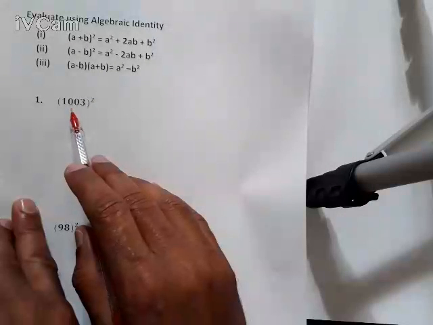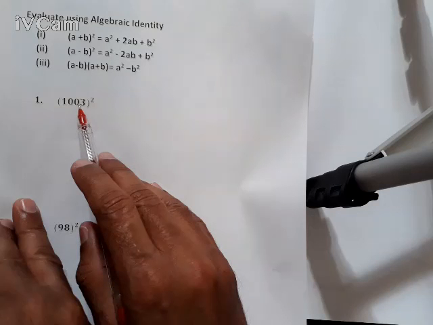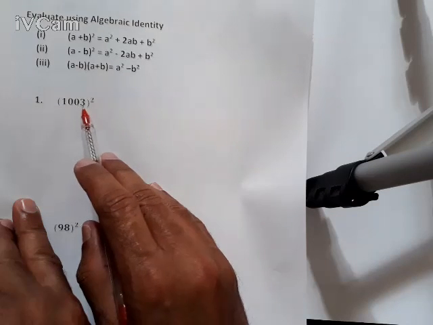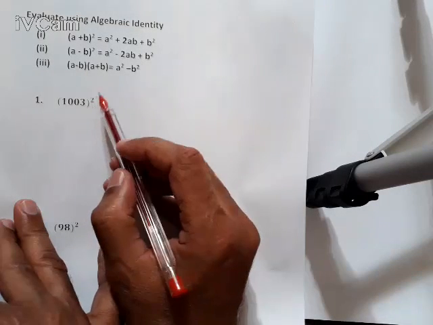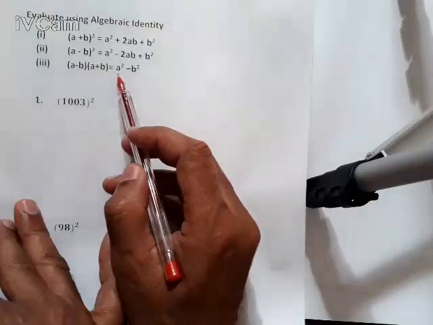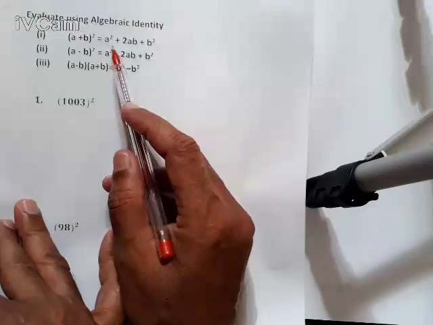Now in this question, first of all we have to decide which algebraic identity is applicable, and then we have to apply and calculate the result. Now obviously it's a whole square, so that means the third identity is not applicable. Only the first and second are, we have to decide which is applicable.